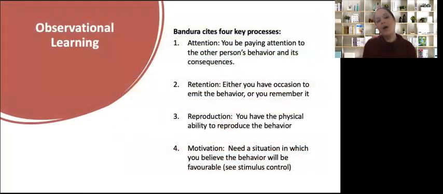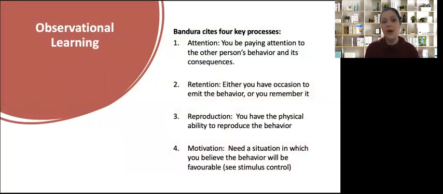And there are four key processes that have been stated in the literature that are going on here. So the first is attention. So you're paying attention to other people's behaviors and their consequences, right? So you're looking at the behavior the individual engages in, but you're also seeing what comes after it. Does that individual contact some sort of reinforcement or do they contact some sort of punishment? Okay, so you're paying attention to the whole contingency of the behavior and the consequence that follows.